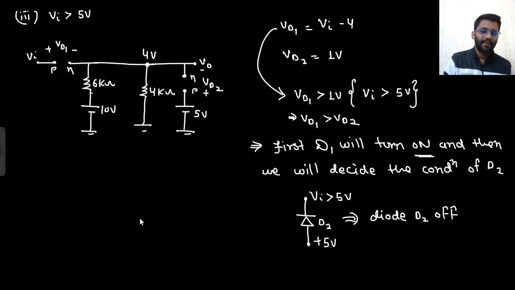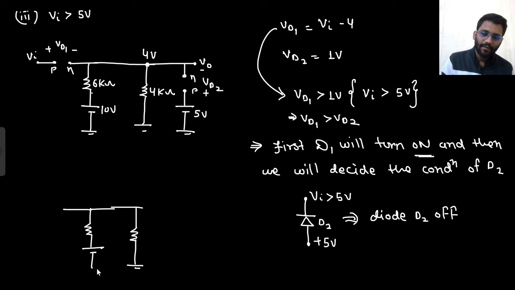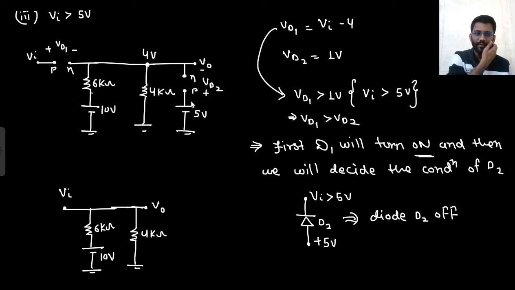What will be the circuit if diode D2 is off? D1 is on. 6 kilo ohm, 4 kilo ohm, this is 10 volt. This is V0 and this is Vin. If simply this is the circuit, because D2 is off, this will not come in action. This 5 volt battery will not come in action. So this will be the circuit. So simply V0 is equal to Vin.